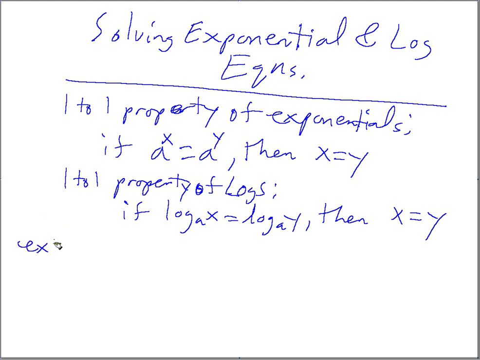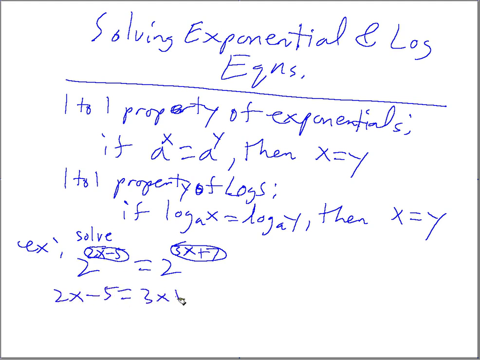So if I give you this equation, let's say I have 2 to the 2x minus 5 is equal to 2 to the 3x plus 7. Let's say we're asked to solve this equation. All right, solve for x. Well then, since exponential functions are one-to-one, and the base is the same, this implies that 2x minus 5, this exponent, is equal to 3x plus 7, that exponent. So this equation boils down to solving 2x minus 5 equal to 3x plus 7, which we can easily solve by getting x on one side and numbers on the other side.